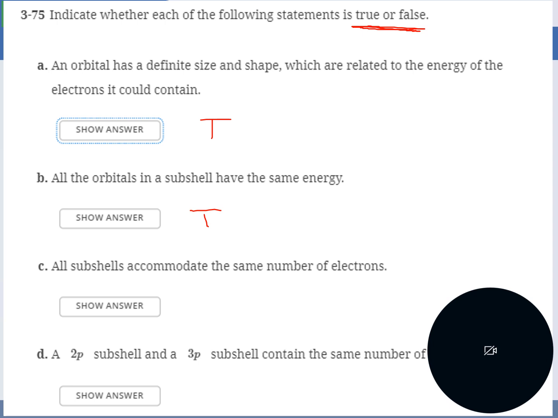Next statement, all subshells accommodate the same number of electrons. That's false. The S, P, D, and F all have a different number of electrons that can fit in their orbitals. And the last one, a 2p subshell and a 3p subshell contain the same number of orbitals. That is true.